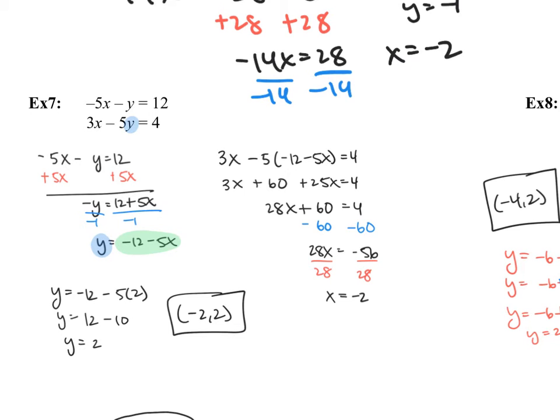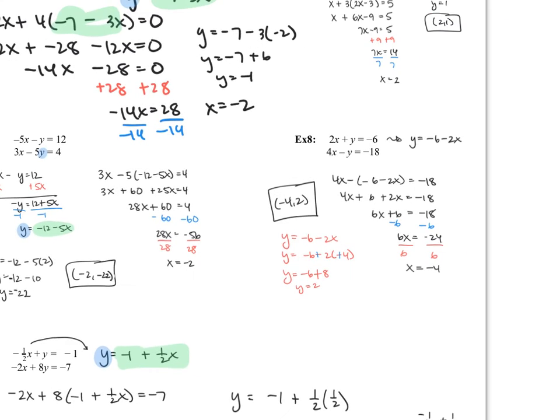I then went back to where y was isolated to get negative 12 minus 5 times 2. 5 times 2 is 10, and negative, I just realized I made an error, negative 12 minus 10 would actually be negative 22. And so this means that my solution should have been negative 2, negative 22. All because I forgot that negative sign.